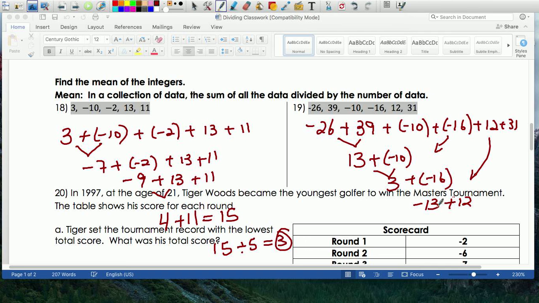I can make 0 pairs. There's still more negatives. How many more negatives? There's 1 more negative, so I'm going to have 1 negative left, and I'm going to add that finally to 31. I can make 1 0 pair. I know there are more positives. How many more positives? There are 30 more positives, and that's your final answer, 30.